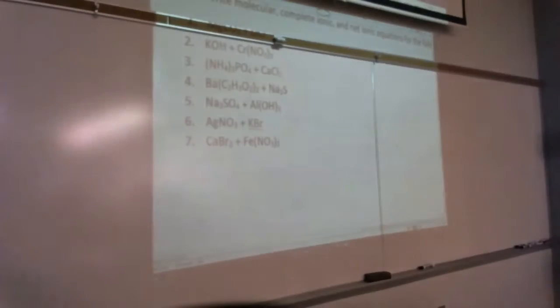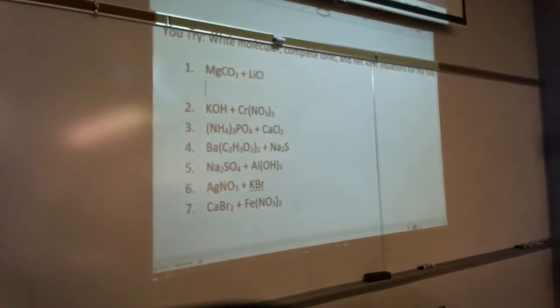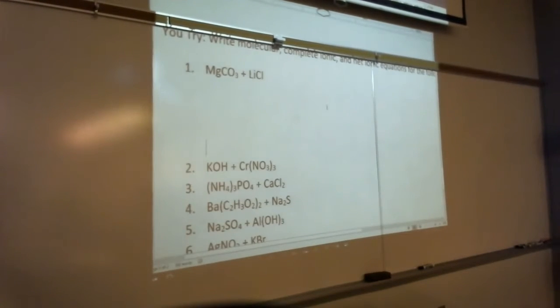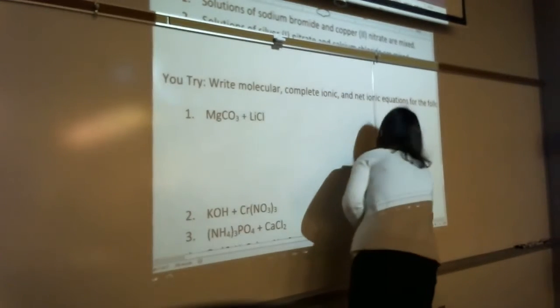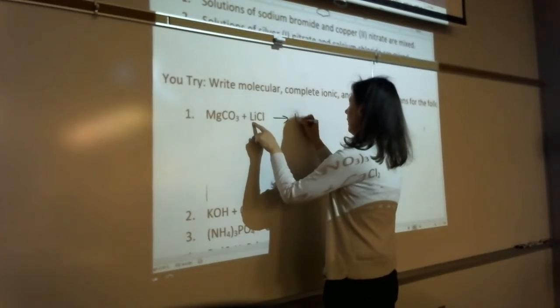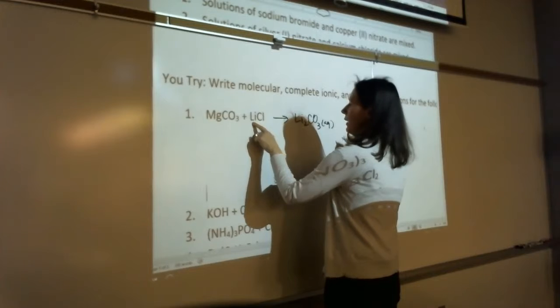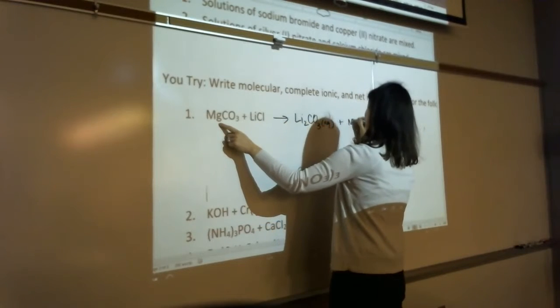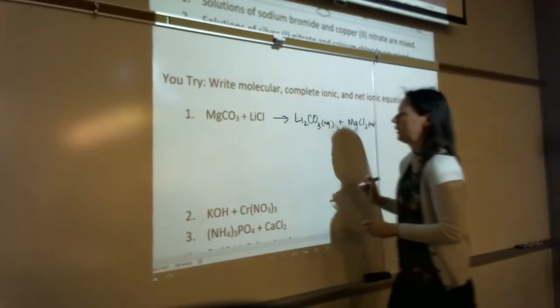All right, so we've had some time to work on these. Let's go over them and see if we're in agreement. All right, so magnesium carbonate and lithium chloride are going to make Li2CO3, which is aqueous, and MgCl2, which is aqueous. So what's this one going to be?